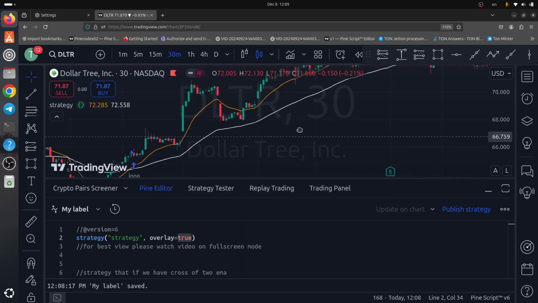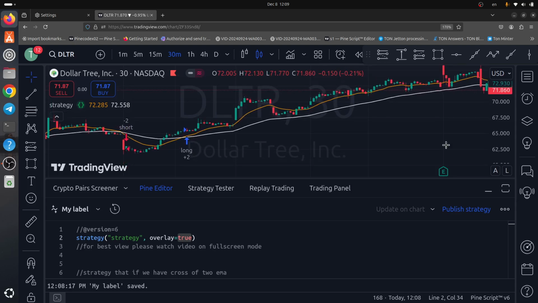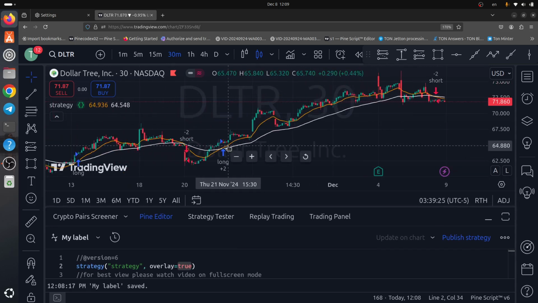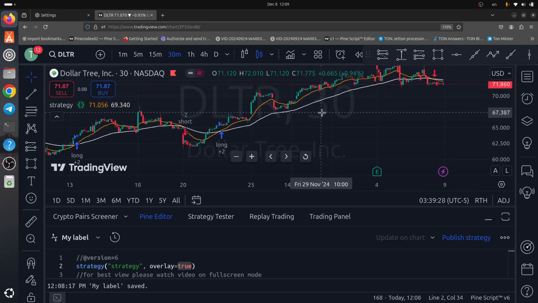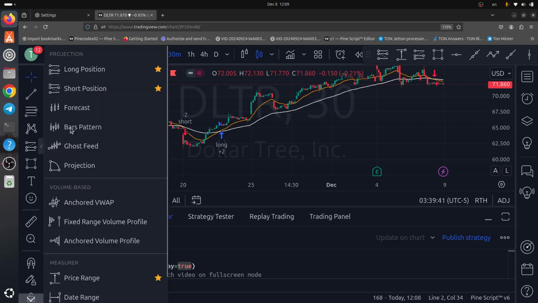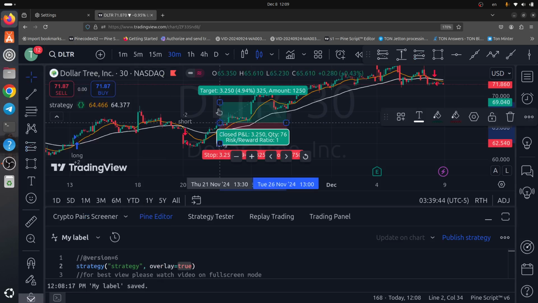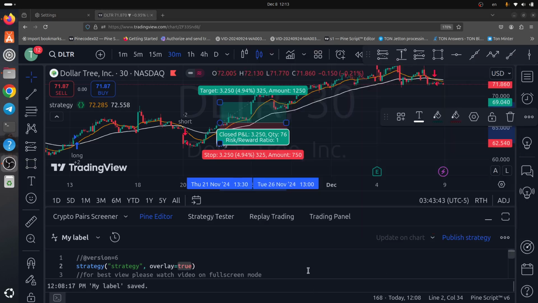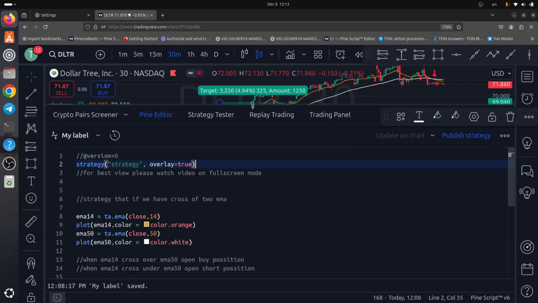Okay, like this. And sometimes, for example, we don't want to wait for the next opposite direction. We want, for example, after 5% to close our position. How can we do this? Okay, so let's do this.